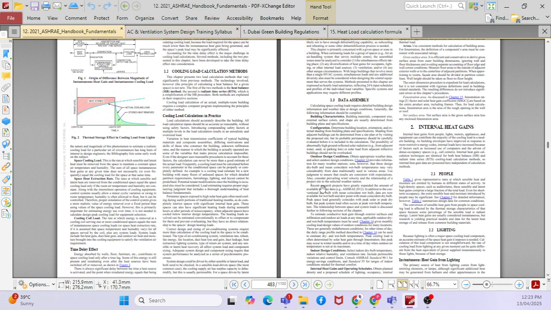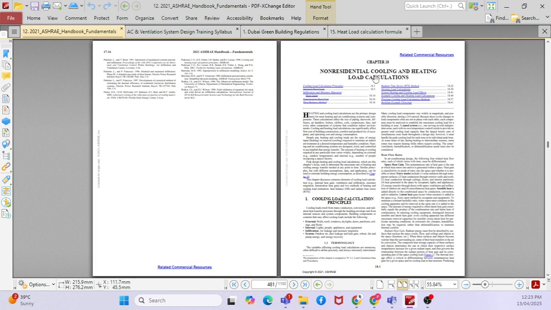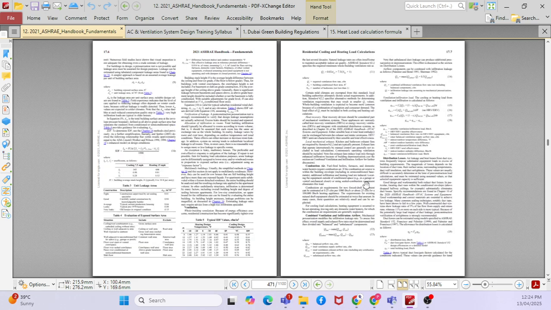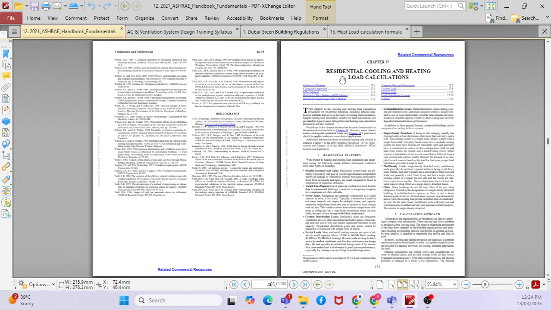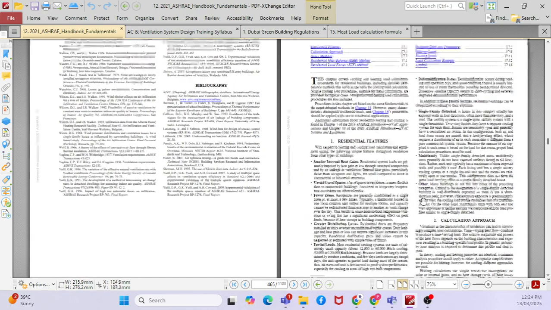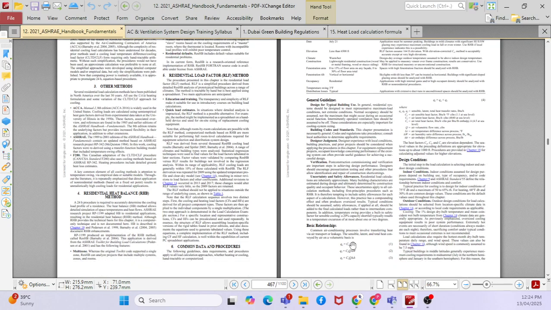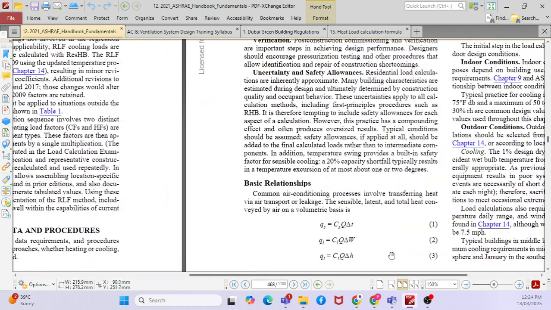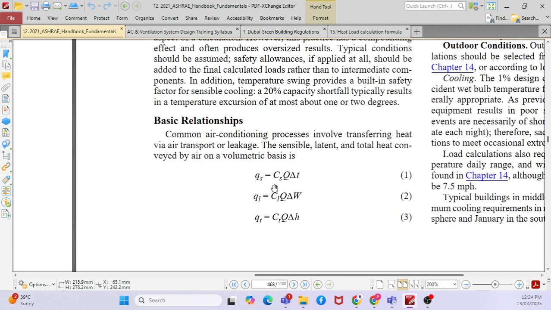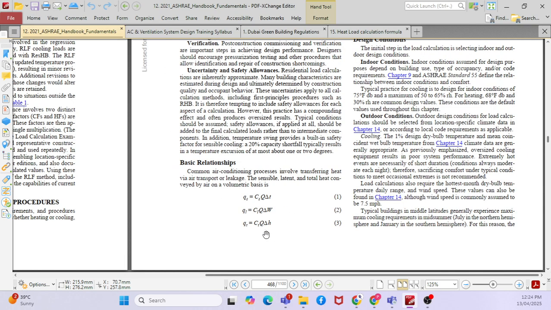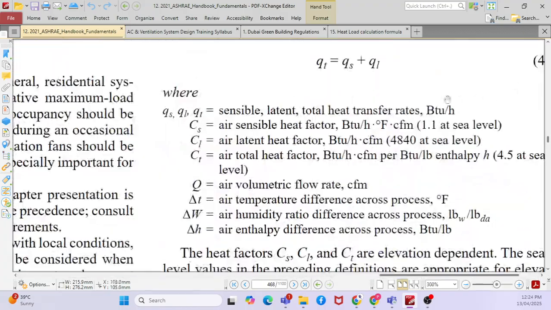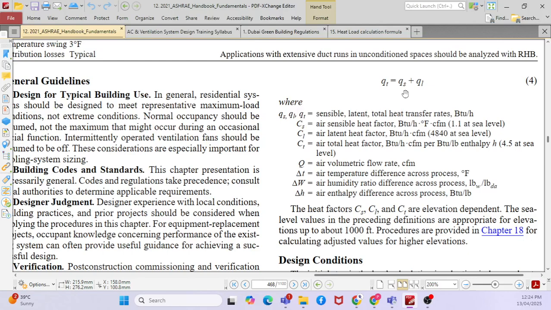So I request you to go through this particular guideline, Chapter 18, Nonresidential Cooling and Heating Load Calculation. Just go through whatever is in the document here, and also I request you to go through the residential cooling and heating equations. Just go through the definitions, and also try to find the equations here. See, for example, the basic relations. What is this equation? Q equal to C S Q delta T. So this is the basic relationship for the equations. Here you can see the total Q is nothing but sensible heat plus latent heat, right?